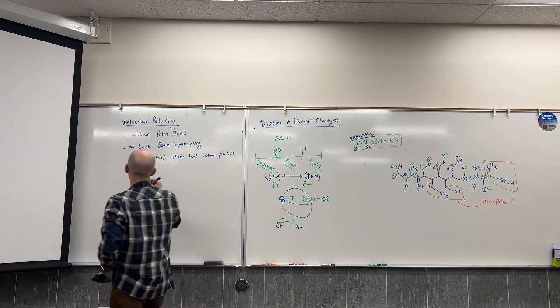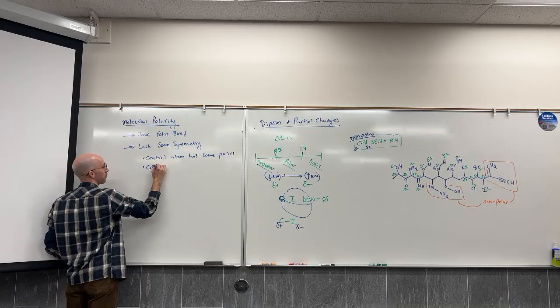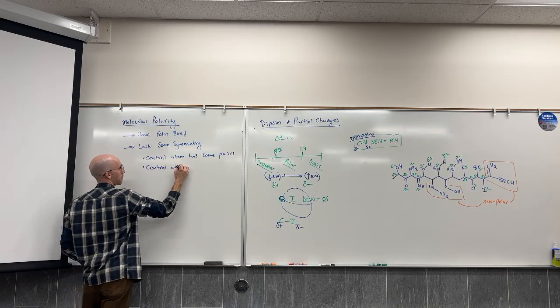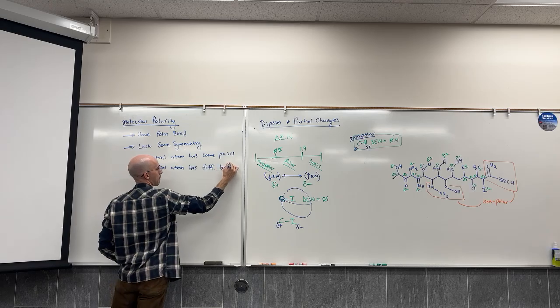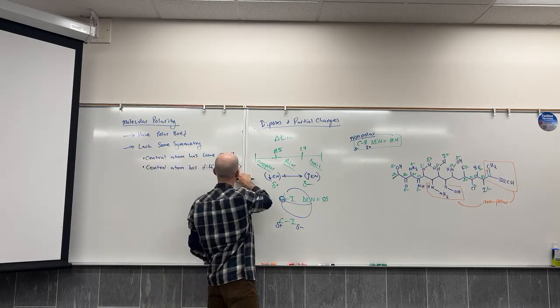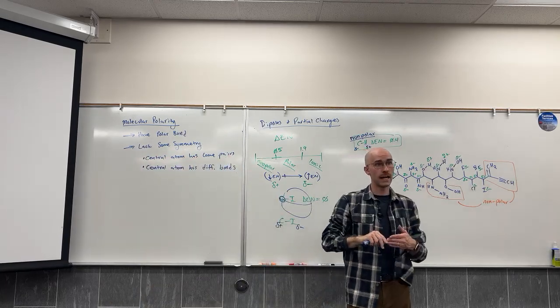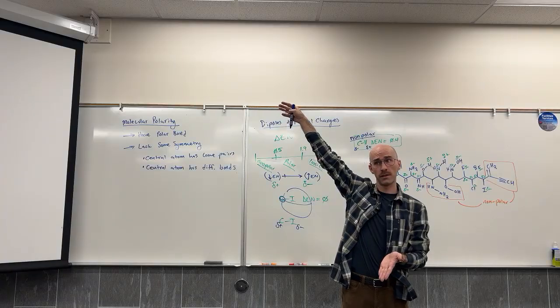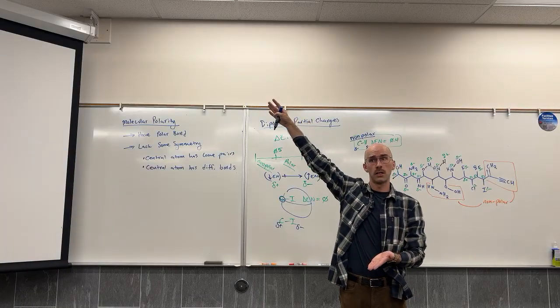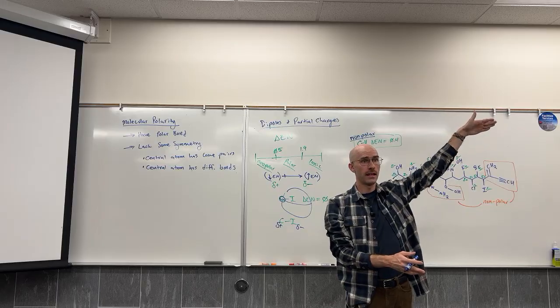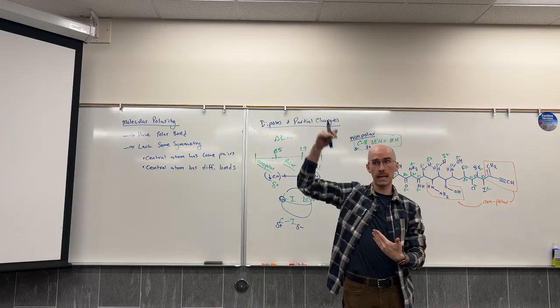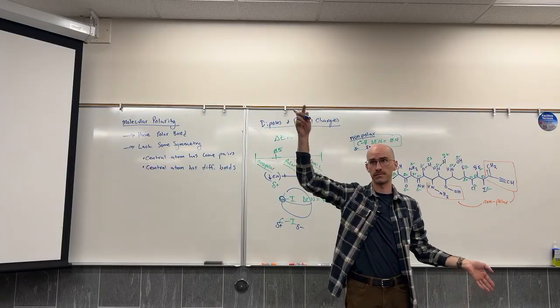Or the central atom has different types of bonds. Meaning it's got a dipole from this bond to a chlorine, but it has no dipole from this bond to hydrogen, and so the dipole for chlorine impacts the entire molecule.